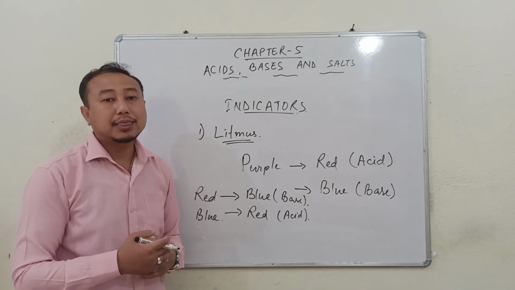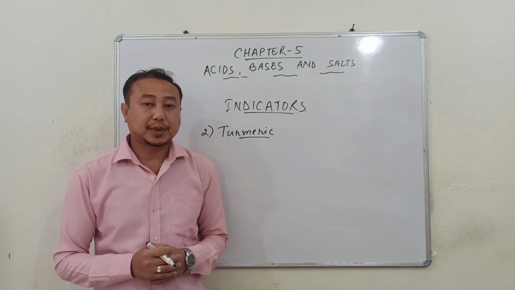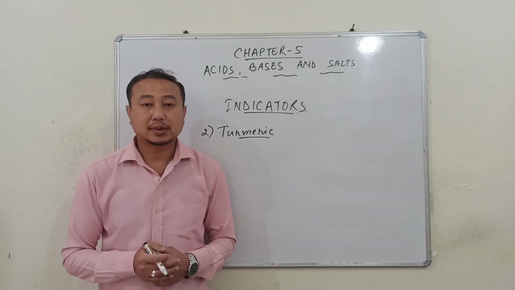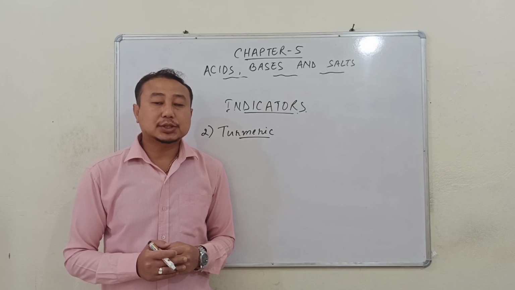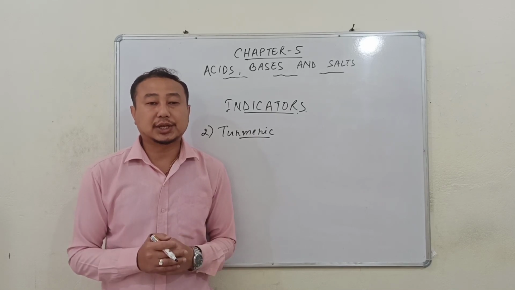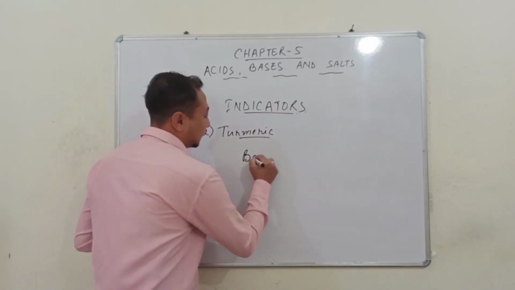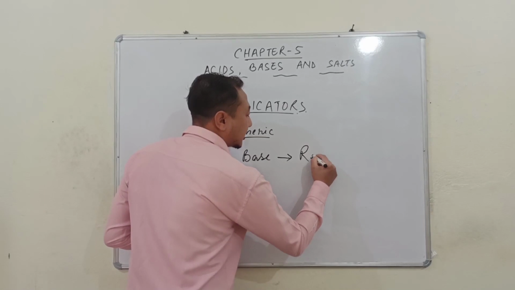Now let's come to the next indicator. The next indicator is also a natural indicator and it is very commonly found in every household, that is turmeric. When turmeric powder, which is yellow in color, is mixed with an acid, there will be no change in its color. But when it is mixed with a base, then the yellow colored turmeric will change into a reddish color.